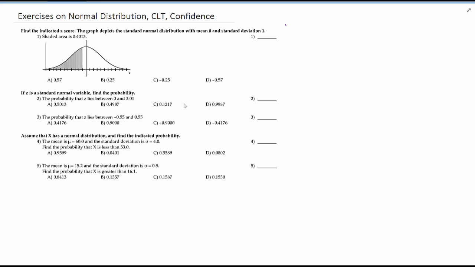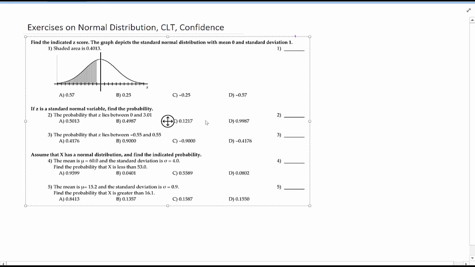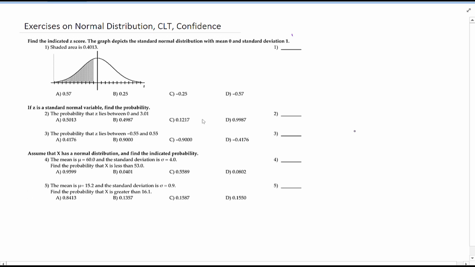Okay, so we are going to solve some exercises related to the standard normal distribution, the central limit theorem, and confidence intervals. So right here we have these exercises. Let's look at the first one. In the first exercise, it says that we have a standard normal distribution. We know what that is, which is a normal distribution where the mean is 0 and the standard deviation is 1.